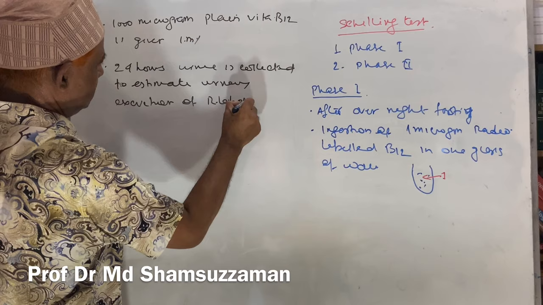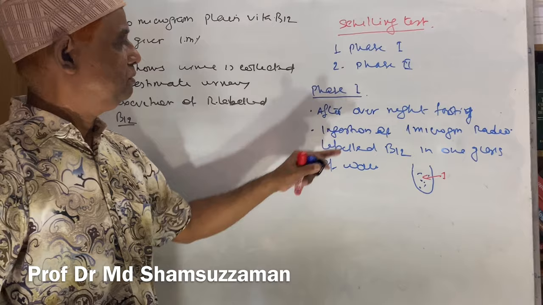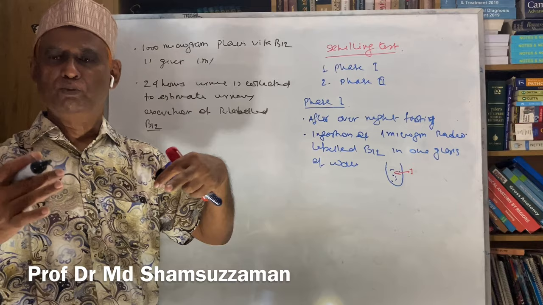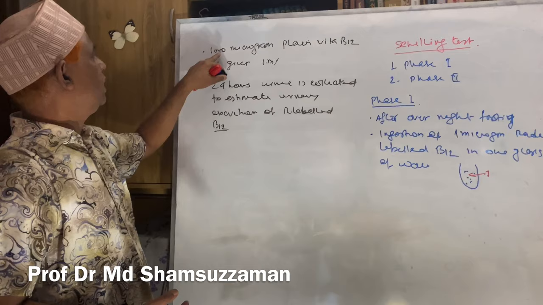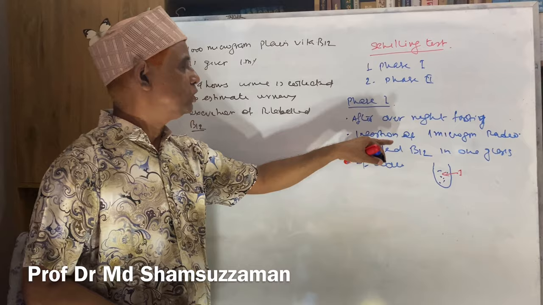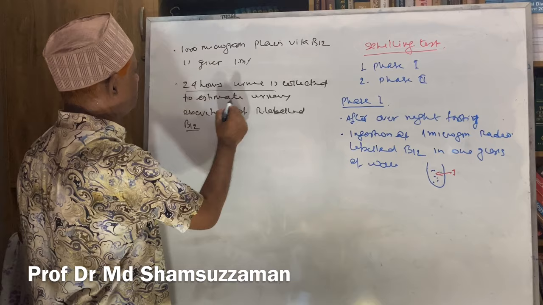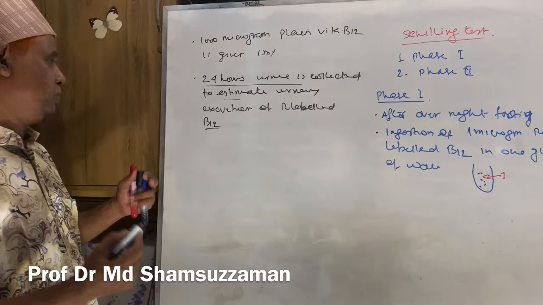To repeat: after overnight fasting, the patient takes 1 microgram radiolabeled vitamin B12 in 1 glass of water orally. After that, the patient is injected intramuscularly with 1000 microgram plain vitamin B12 to flush the radiolabeled vitamin B12 into the urine. Then after 24 hours, urine is collected to estimate urinary excretion of the radiolabeled vitamin B12. Now come to the interpretation of the first phase.